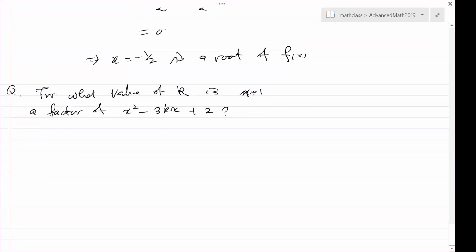So here's a question: what kind of coefficient can you have so that x plus 1 is going to be a factor? Okay, please show me how to do that. I give you a minute to work on that.